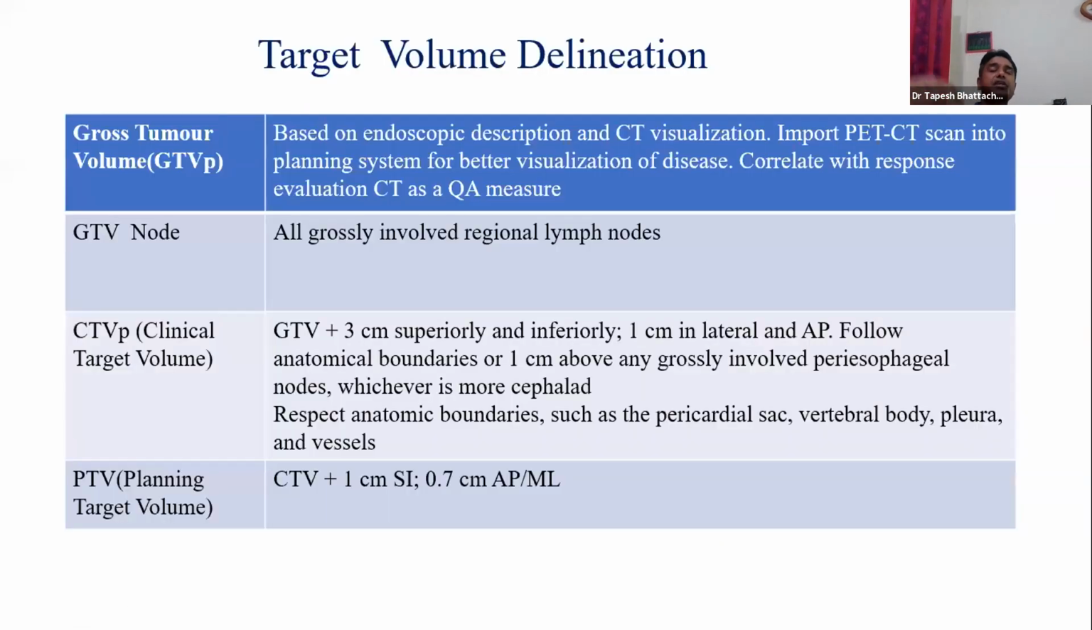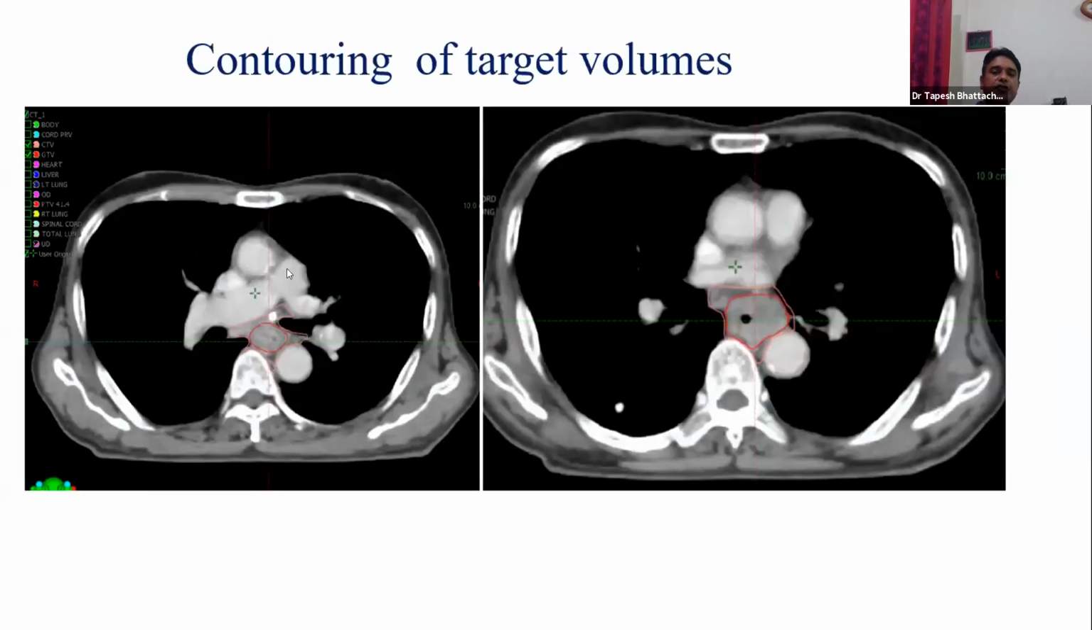What about the target volume delineation of the other subset of patients? You see the GTV grossly found on endoscopy, PET CT, GTV node grossly involved regional nodes, CTV craniocaudally go 3 cm supero-inferiorly to cover the submucosal lymphatic spread, and 1 cm above any grossly involved periesophageal nodes. And here also you have to respect anatomical boundaries, PTV according to the institutional protocol. So here, this is our patient where we have contoured like this. Here you can see this is the gross disease. This is the CTV where we have respected lung, blood vessels, heart, all we have respected.